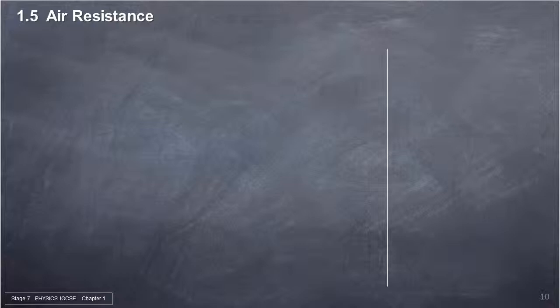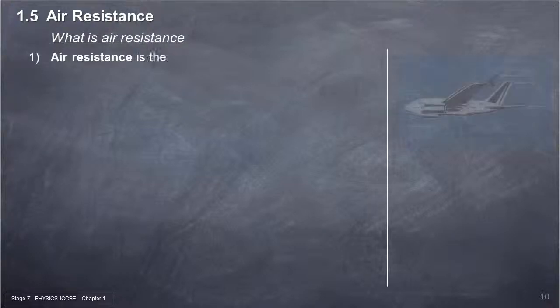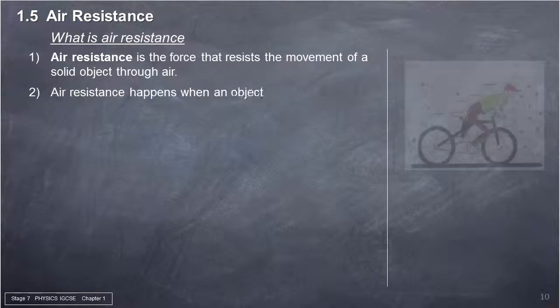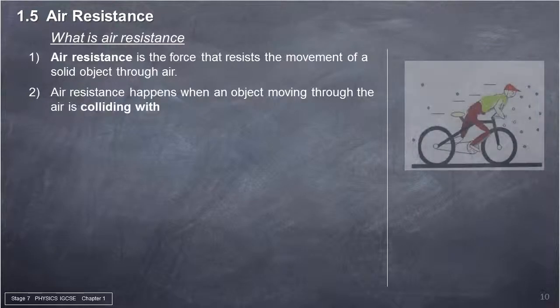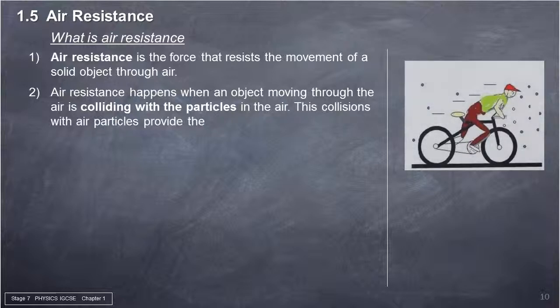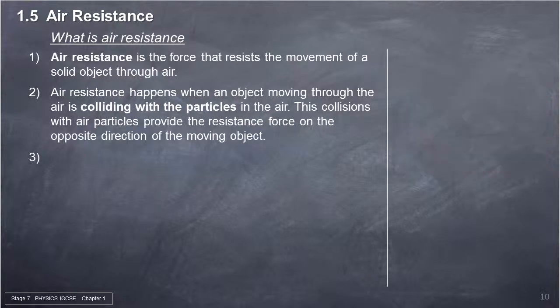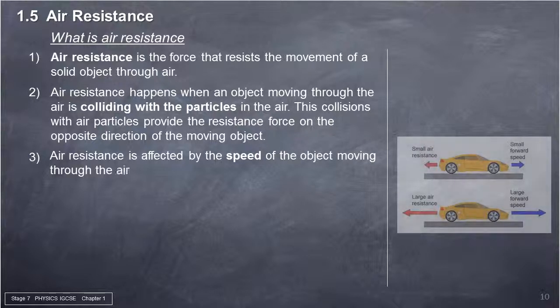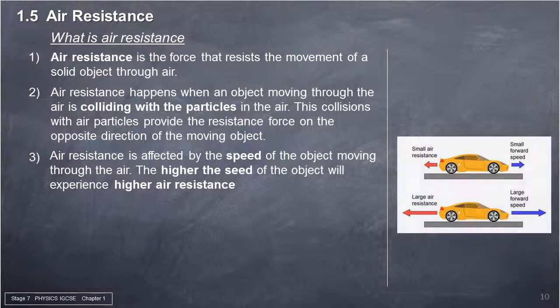1.5. Air resistance. What is air resistance? 1. Air resistance is the force that resists the movement of a solid object through air. 2. Air resistance happens when an object moving through the air is colliding with the particles in the air. These collisions with air particles provide the resistance force in the opposite direction of the moving object. 3. Air resistance is affected by the speed of the object moving through the air. The higher the speed, the higher the air resistance the object will experience.